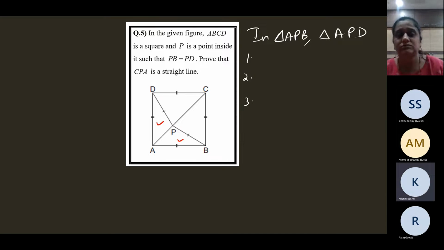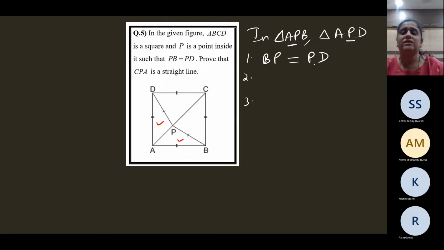BP is equal to PD, ma'am. BP is of which triangle? Say first triangle. This is the first triangle, this is the second triangle. Say first and second, okay? So BP of which triangle? First triangle. Is equal to? PD of second triangle. Tell me like that. Side BP of the first triangle is equal to the side PD of the second triangle.